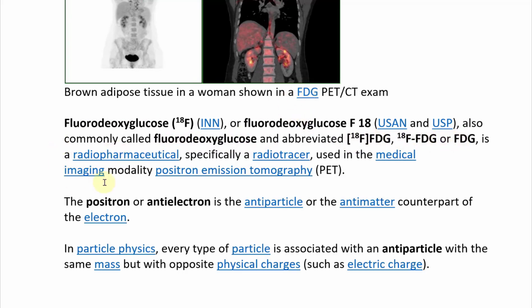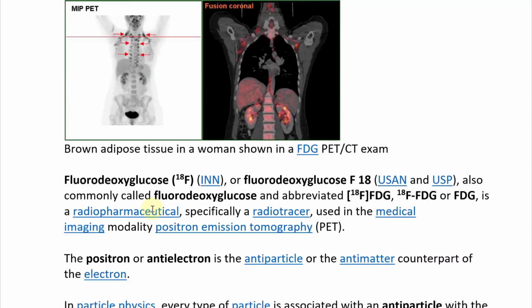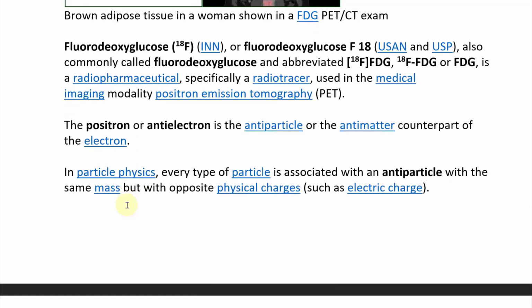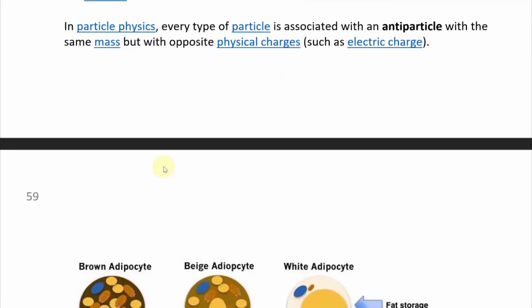It is a pharmaceutical, specifically a radiotracer used in a medical imaging modality, positron emission tomography, PET. A positron, or anti-electron, is the antiparticle or antimatter counterpart of the electron. I'm going to go over this later, which is pretty interesting stuff. In particle physics, every type of particle is associated with an antiparticle with the same mass but opposite physical charges, such as the electron's charge. So if you have the exact same mass as an electron but the opposite charge, you can call it an anti-electron or positron. It's positive.